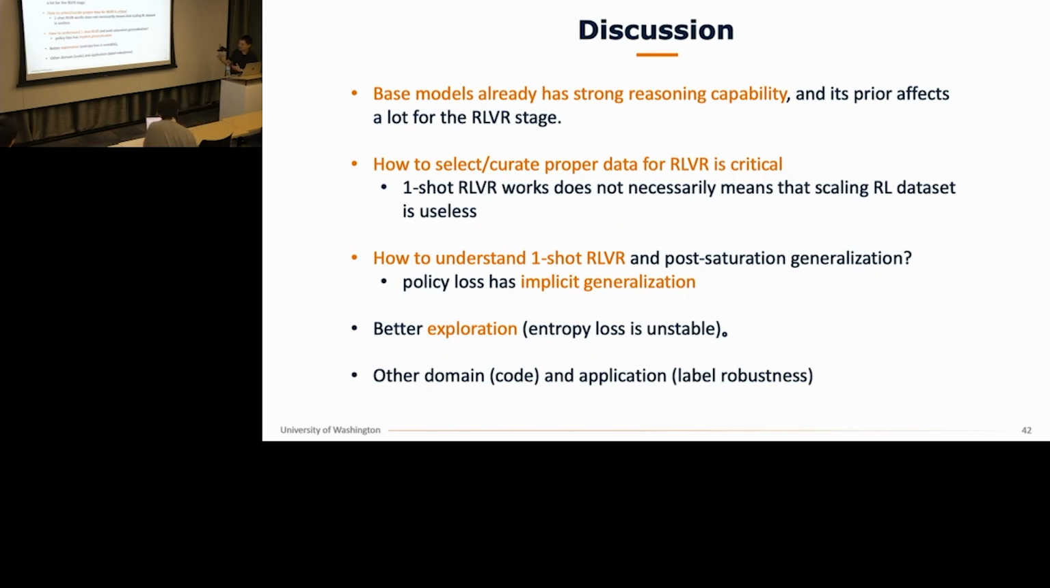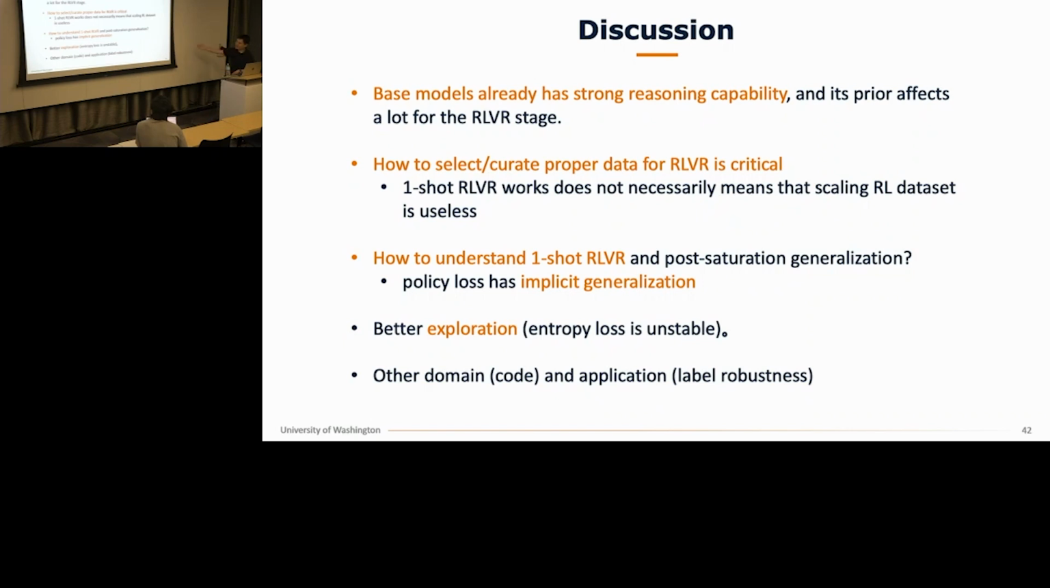It's basically like some kind of implicit generalization there. Also, we found entropy loss is very useful. It encourages better exploration, but itself is not super stable, so there could be a better algorithm to stabilize the training procedure while maintaining the effect of entropy loss.